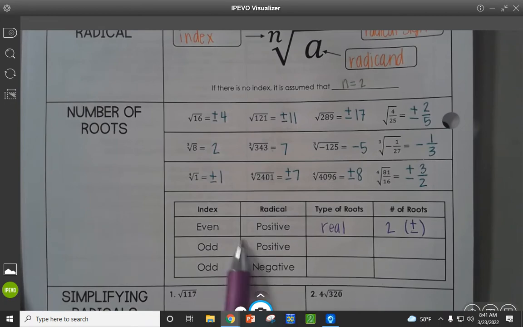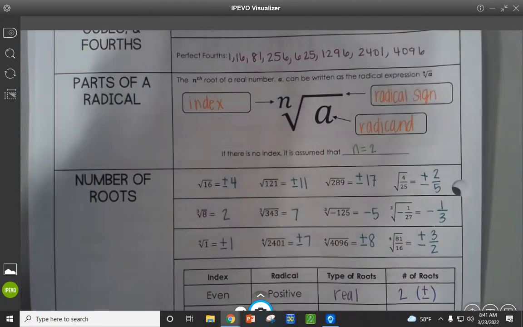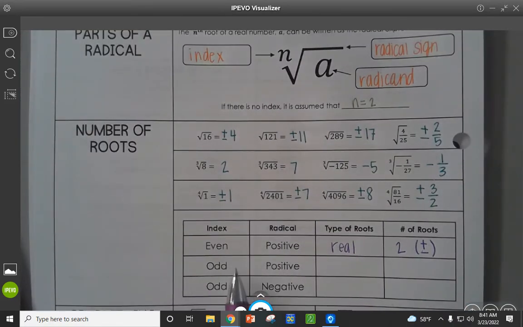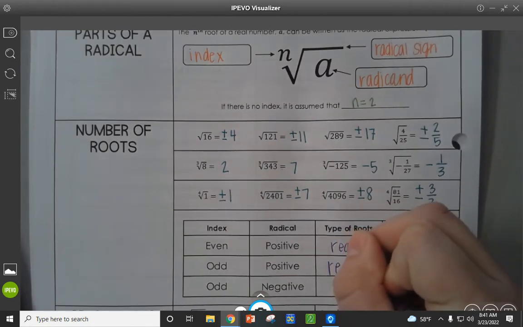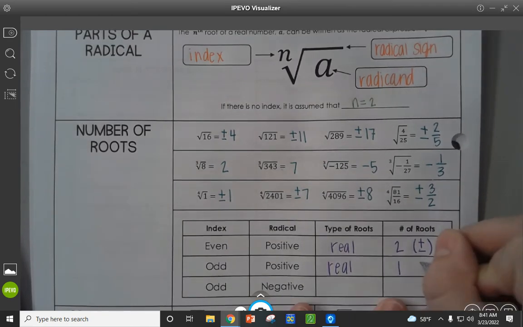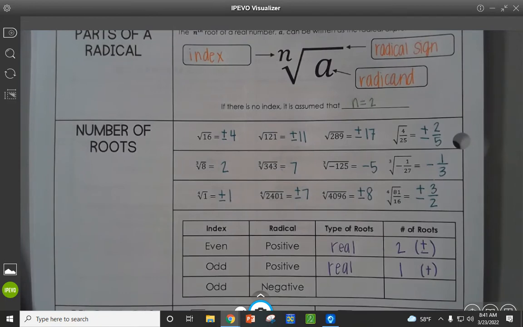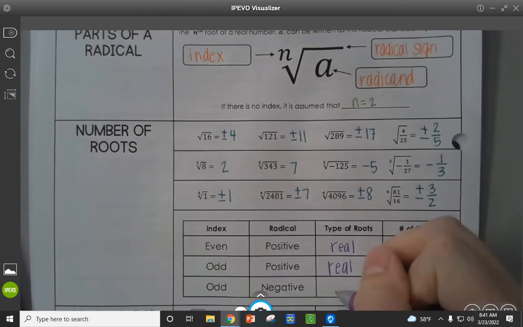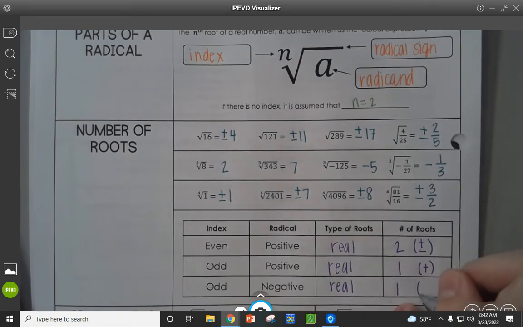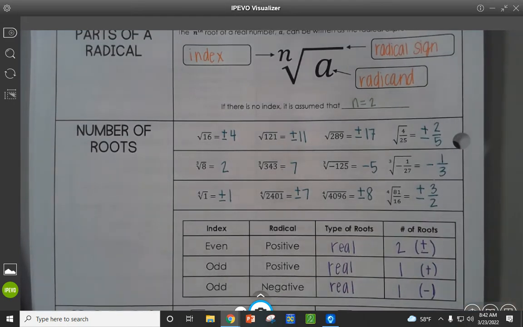Now, if we have an odd index, if the number under the radical sign is positive, we have real roots, but there's only one of them, and it's positive. This is basically what we just saw. If we have an odd index, so a third root, fifth root, seventh root, and there's a negative sign under there, it's still real, but you just get one of them that's negative.